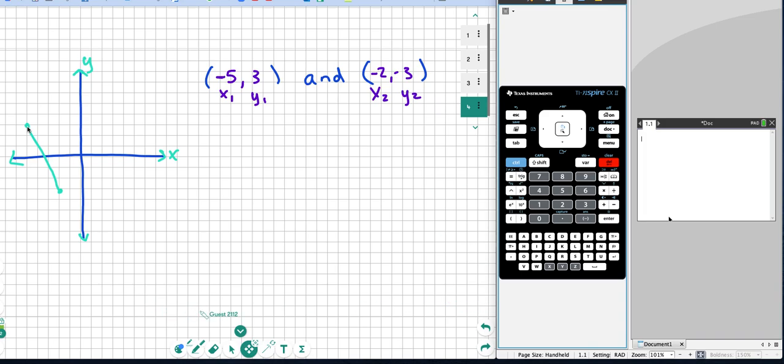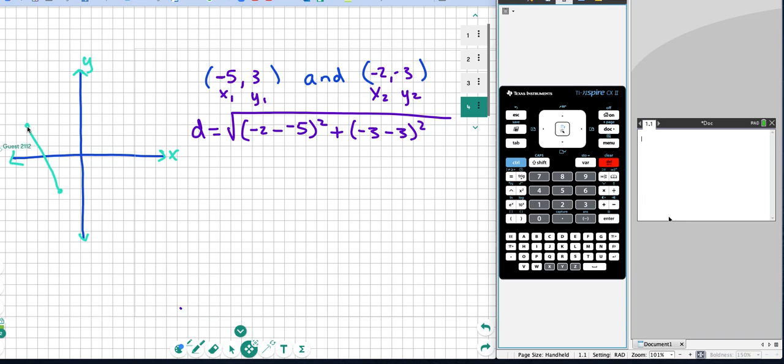All right, so now let's go ahead and go to our formula. D is equal to the square root of x2, which is negative 2, minus x1, which is negative 5, squared, plus y2, which is negative 3, minus y1, which is 3, squared.